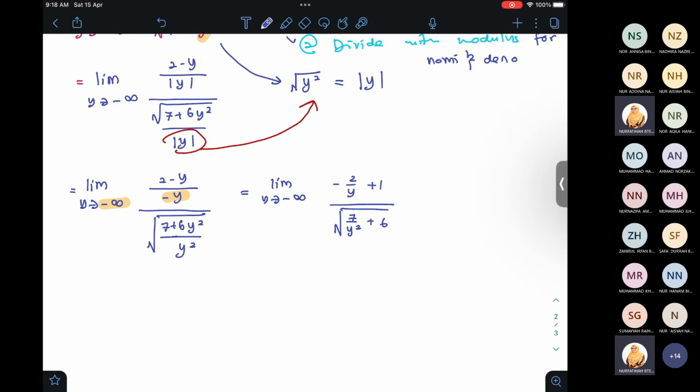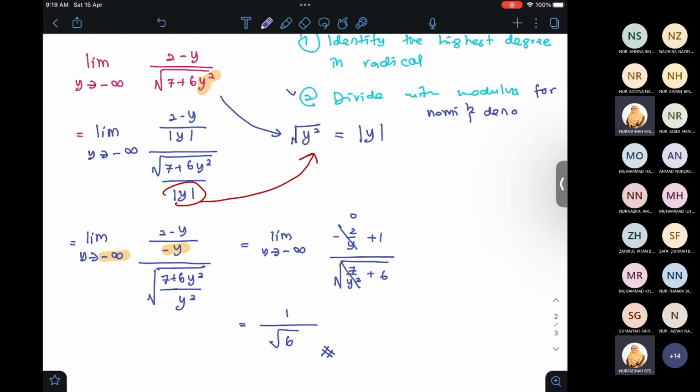So bila awak substitutekan negative infinity, masukkan dekat sini dapat berapa? Dekat negative 2 over y. So negative 2 over negative infinity dapat berapa? Zero. Kosong, ingat kosong bukan infinity. So you get 0. So the upper part we have 1 only. So the bottom part 7 over y square also kita ada 0. So kita hanya tinggal dengan square root 6. So this is the answer for this example.